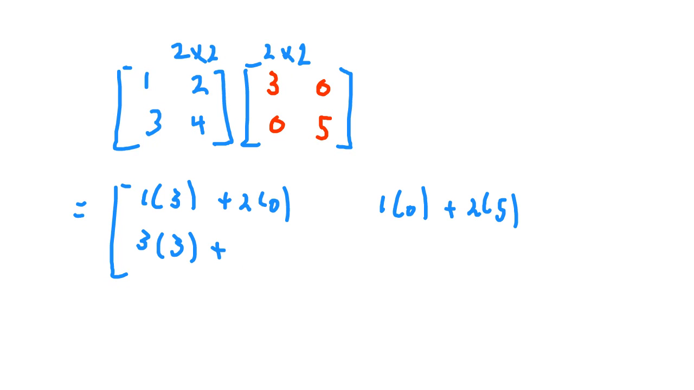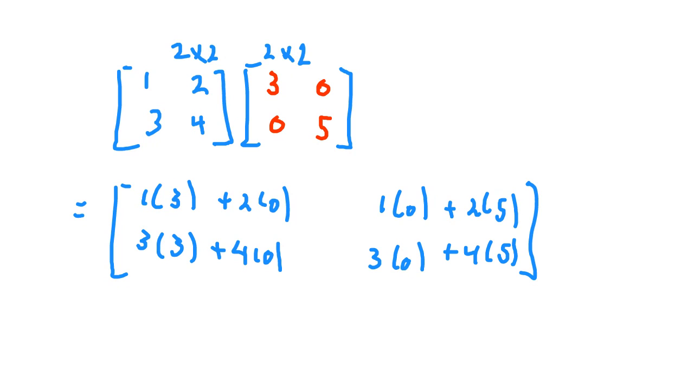3 times 3 plus 4 times 0, and... hold on, let me just check one thing here. Yep. We have 3 times 0 plus 4 times 5.